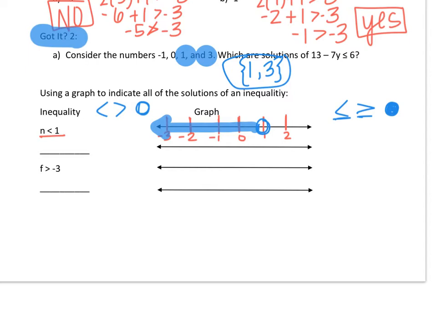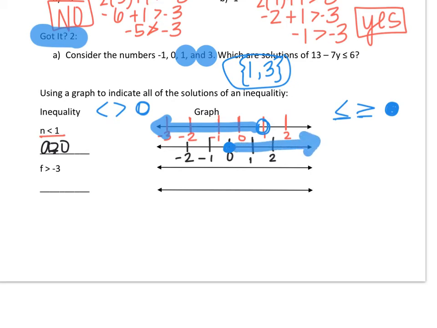Okay, on the second one, I want you to do A is greater than or equal to 0. So it's greater than or equal to, so we're going to do 0, 1, 2, and I'll do -1, -2. So we're going to put a closed circle on 0 because it's or equal to, and we're going to shade everything that is greater than 0, which is this way.